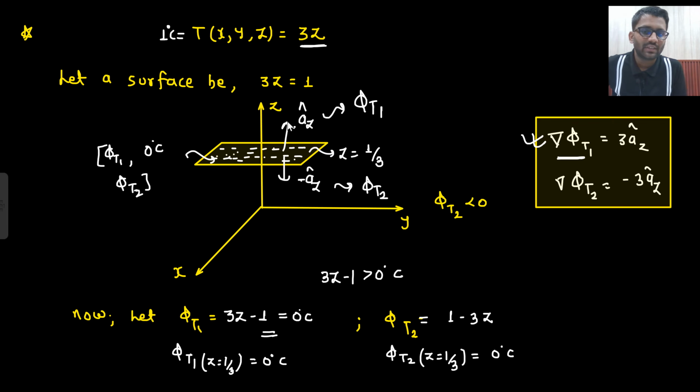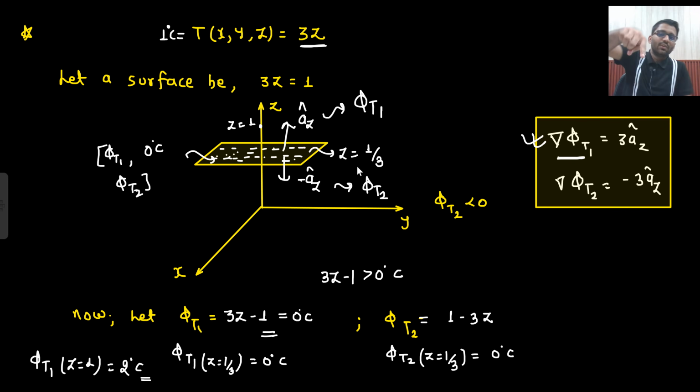So here it was 0 degree Celsius. If you work in the upper direction, what are you going to get here? z equals 1. At z equals 1, what will be the temperature? Phi T1 value at z equals 1. What would that be? 2 degree Celsius. Here you are going to get z equals 1 only, no? So your temperature went from 0 degree to 2 degree Celsius, increased. So if you are working in this direction, certainly your temperature is increasing.